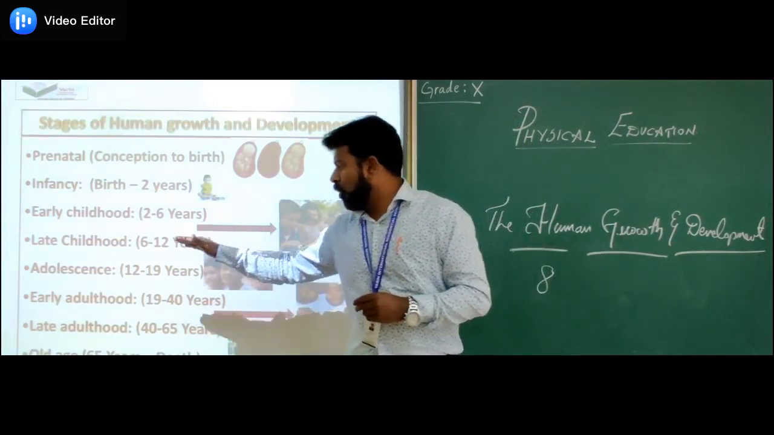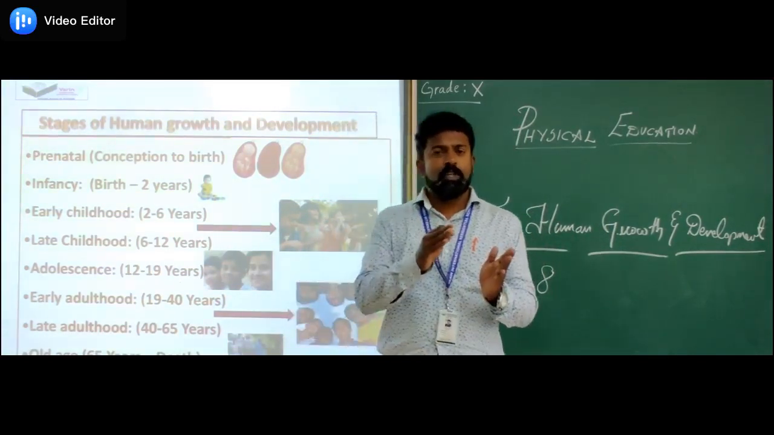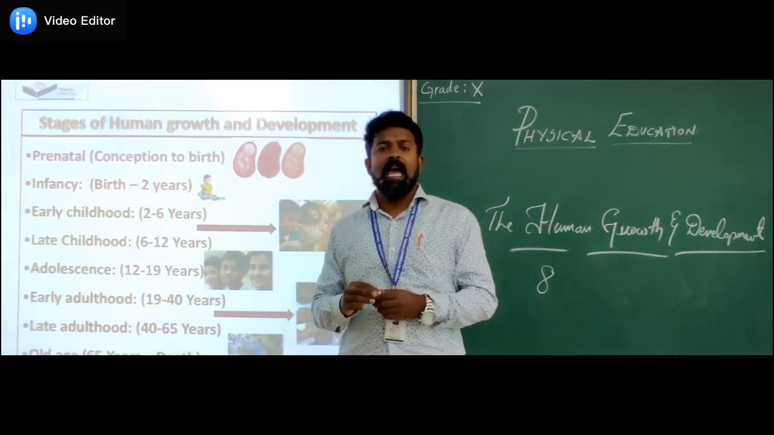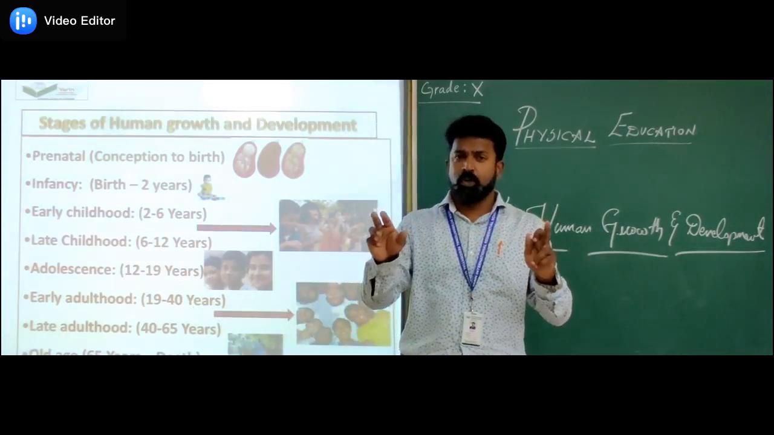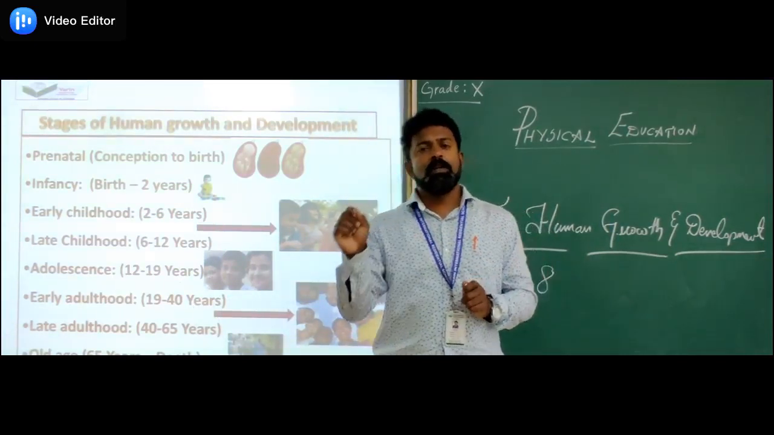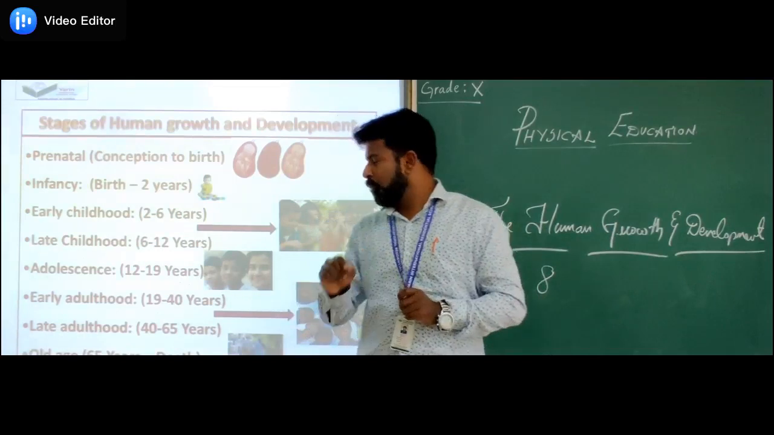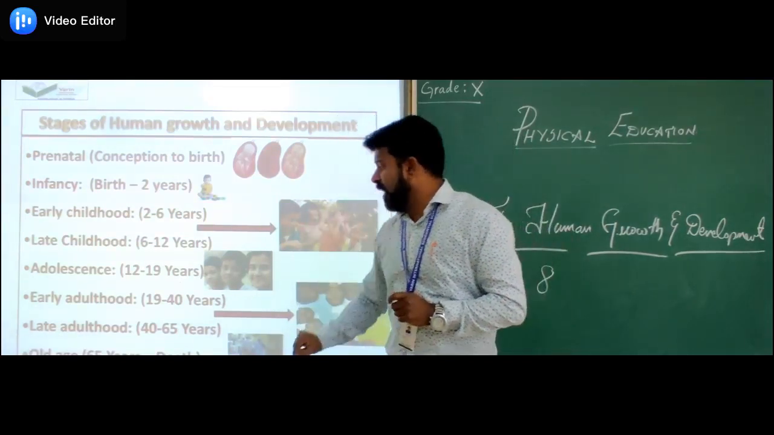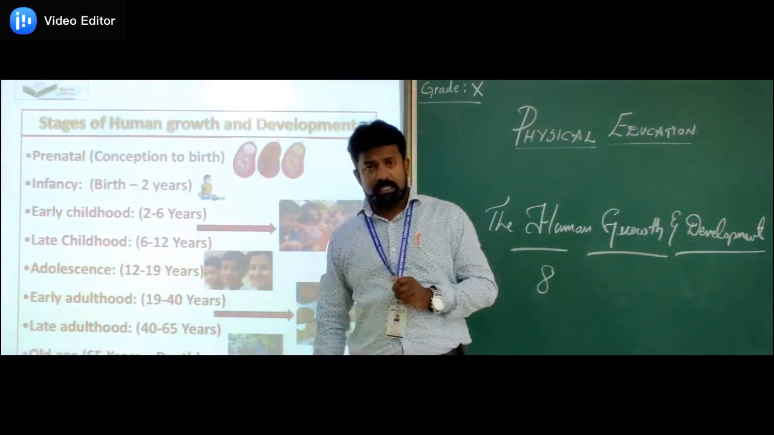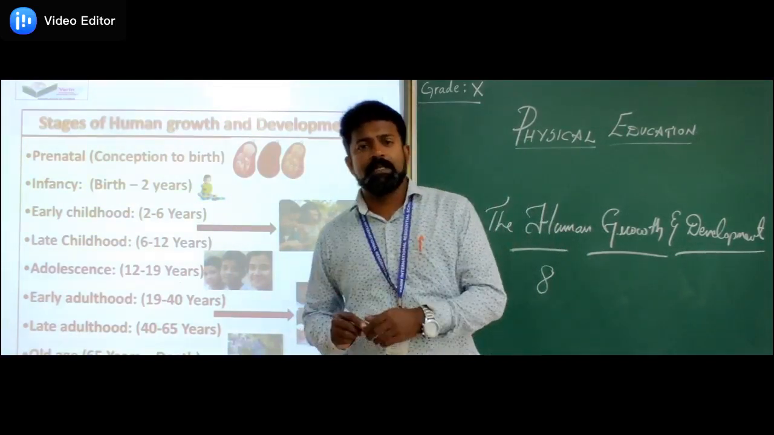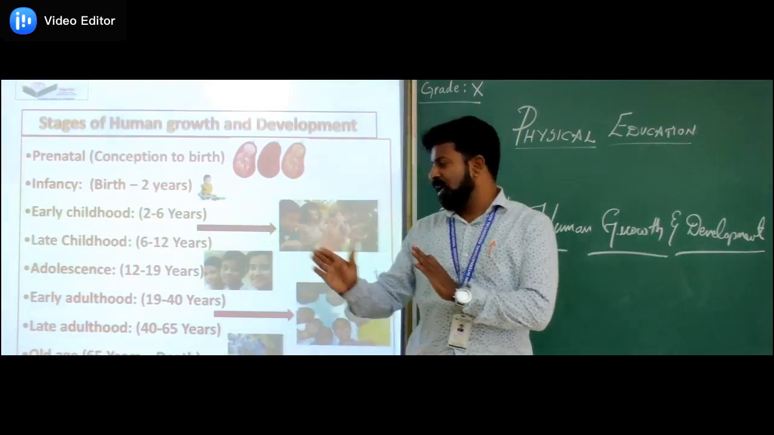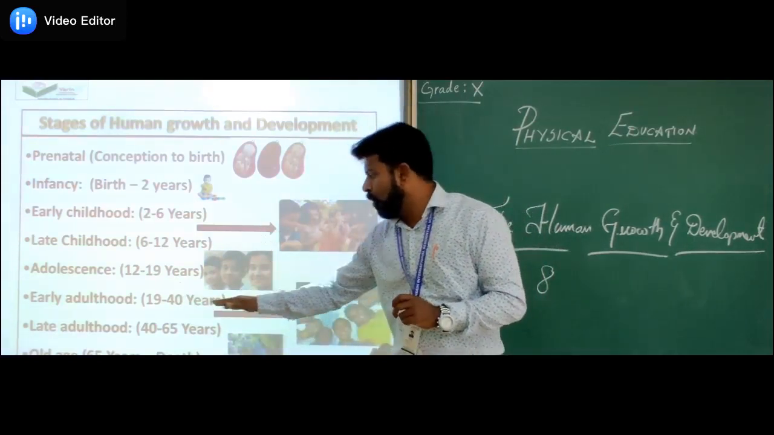Then comes the adolescence age, that falls between 12 to 19 years. After that comes adulthood. Adulthood is again divided into two: early adulthood and later adulthood. Early adulthood is from 19 to 40 years, and later adulthood is from 40 to 65 years. And after 65, we call it old age.